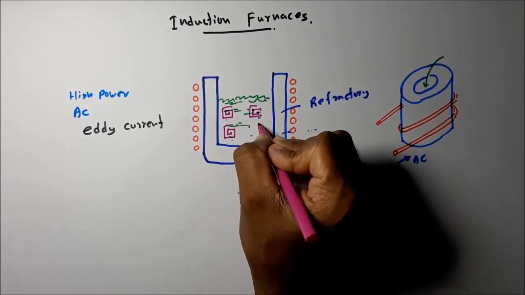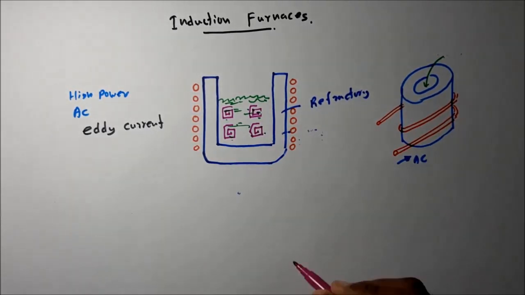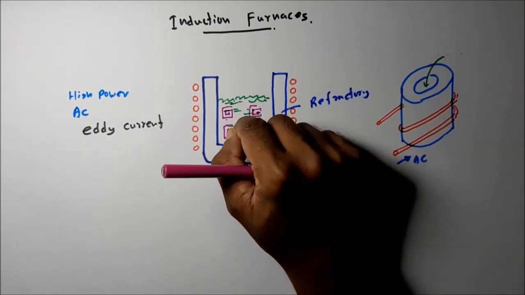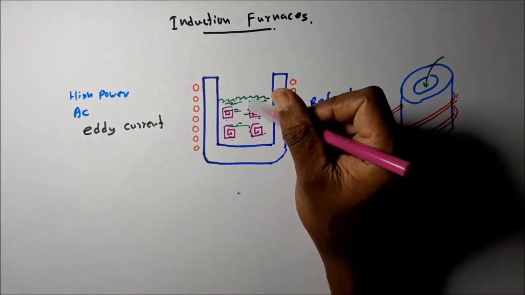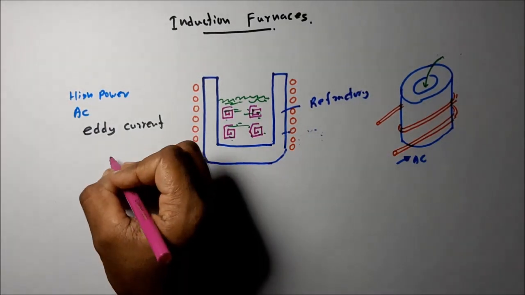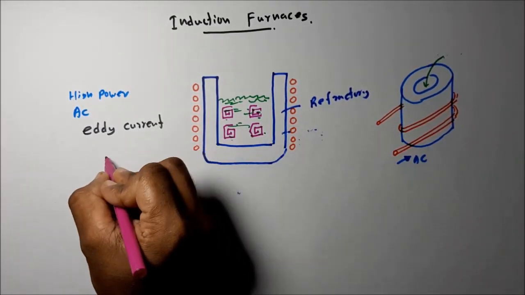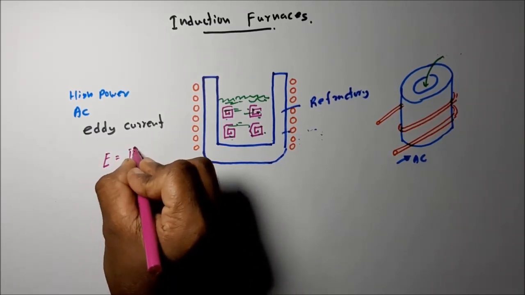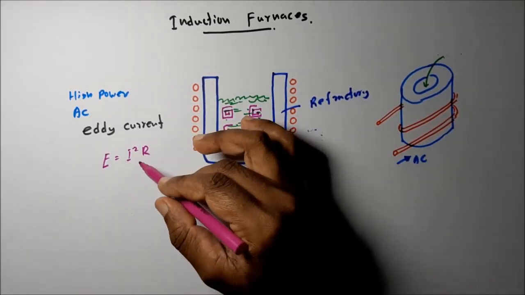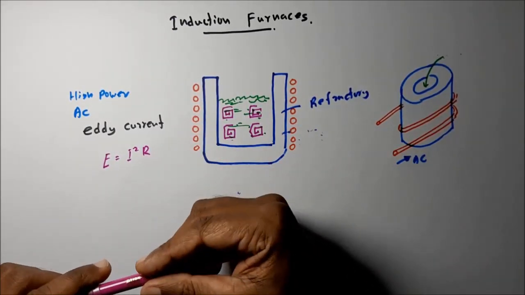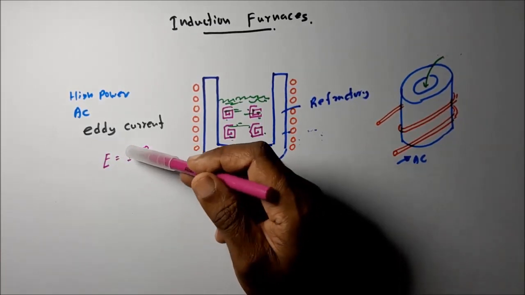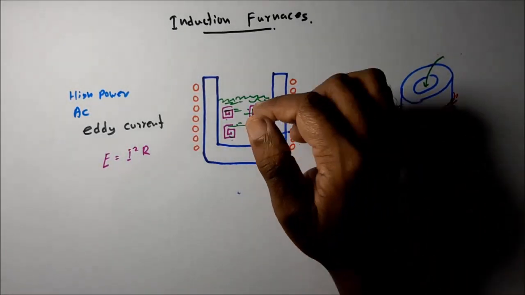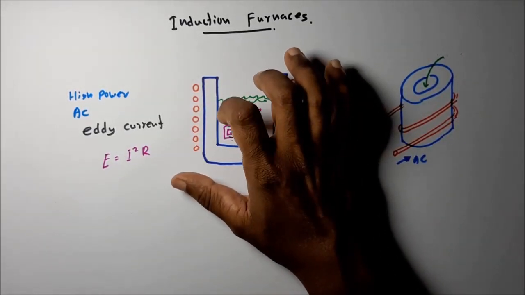Eddy currents are generated because of this fluctuating magnetic field. So what happens is this eddy current flows in the charged material, and because the eddy current flows through the charged material, it releases energy. E is equal to I squared R. You know, when current passes through a conductor, it releases heat energy equal to I squared R.